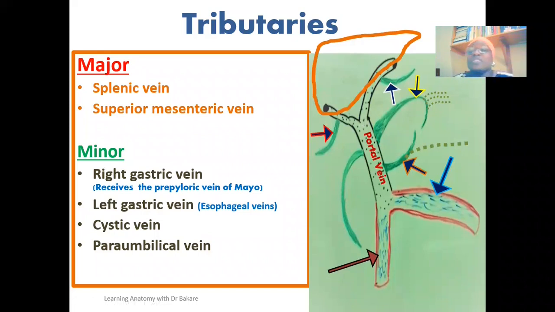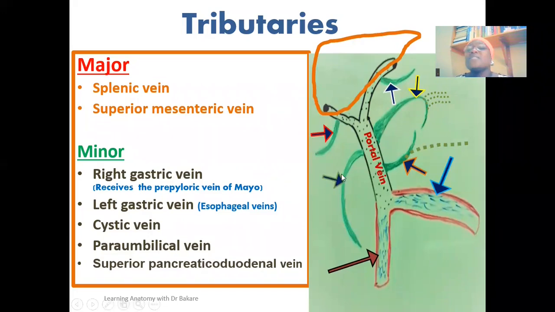Then the next minor tributary of the portal vein is the superior pancreatico-duodenal vein. This vein is also seen to drain venous blood, which is deoxygenated blood, but blood that is rich in nutrients, delivering this blood into the portal vein.